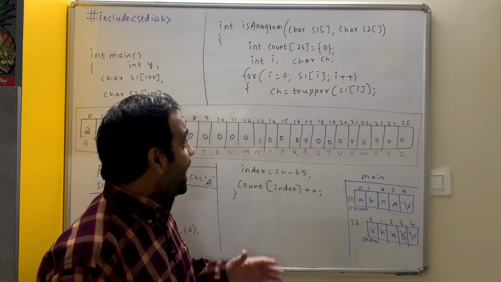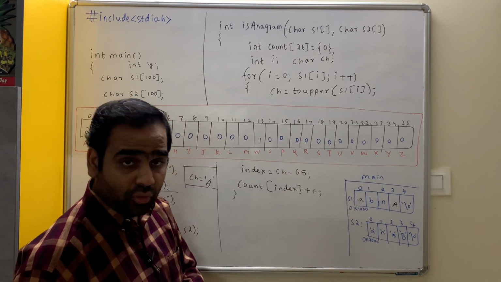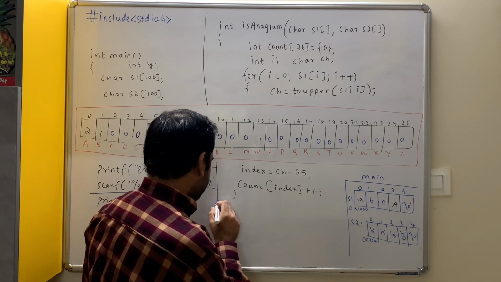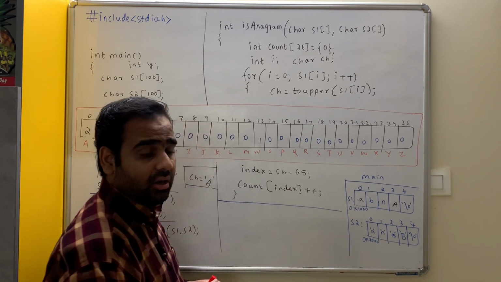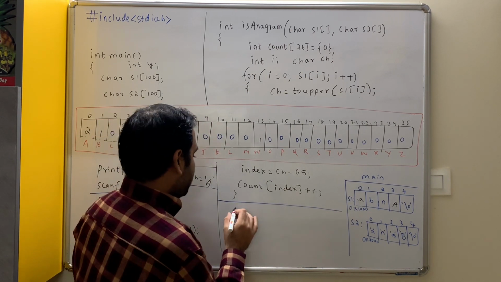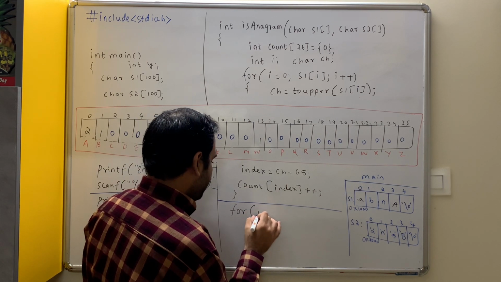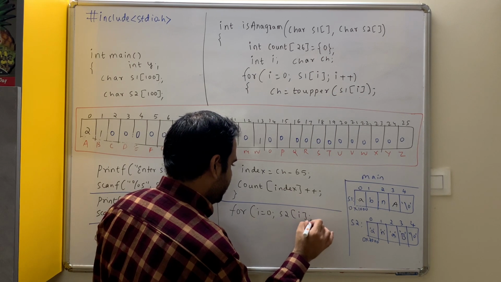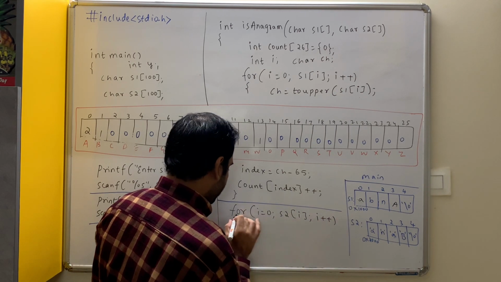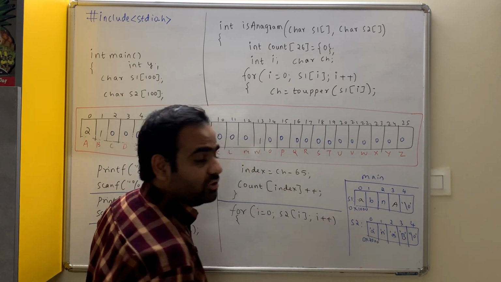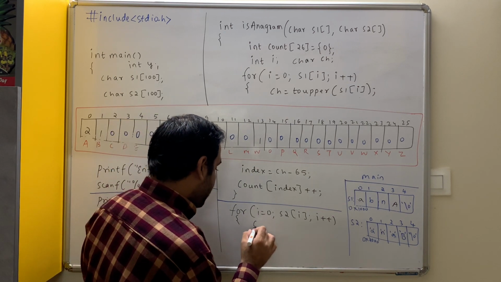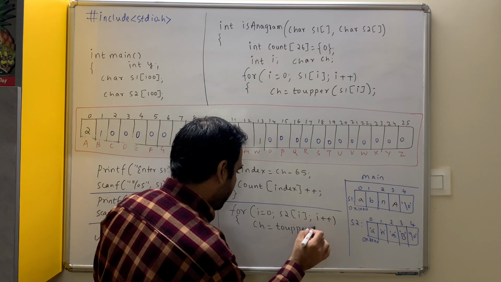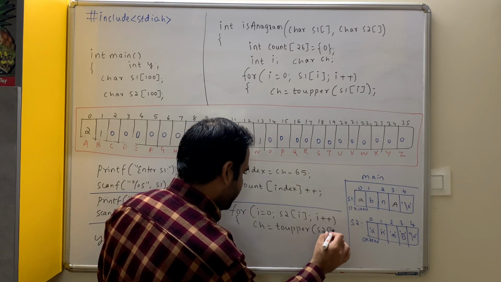Now I have to take string s2 and I need to decrement the count the same way. Therefore, how do we do it? We say for i is equal to 0, s2 of i not equal to the null character, i plus plus. Now i is 0, s2 of 0 is character A. Again you have to convert into uppercase. You say ch is equal to toupper of s2 of i.